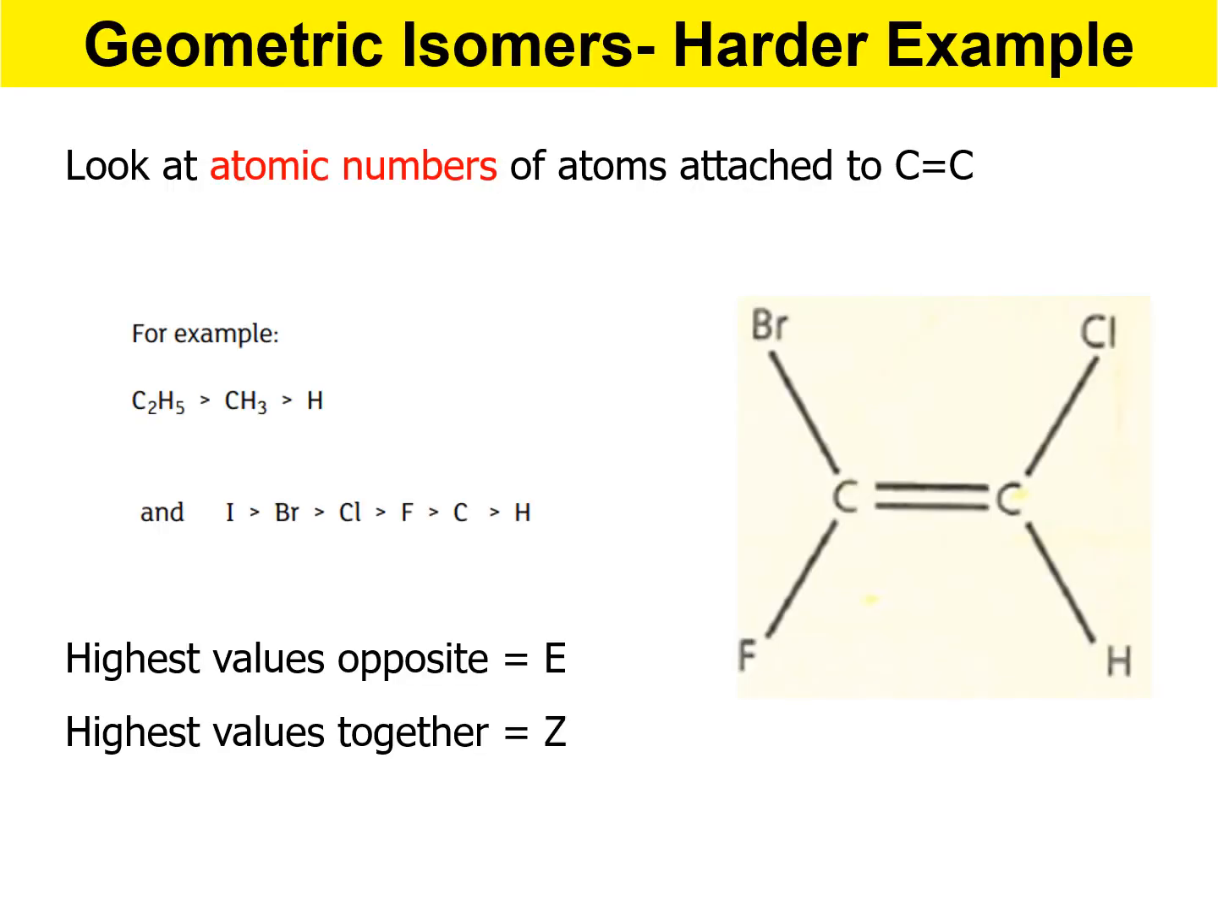What happens if we don't have a hydrogen attached to each carbon? This makes it a bit harder. What we have to do is look at the atomic numbers of the atoms attached to the carbon-carbon double bond. If the higher values are opposite, it becomes an E, and if the higher values are on the same side, it becomes a Z.